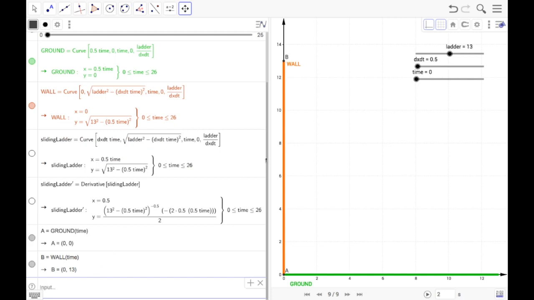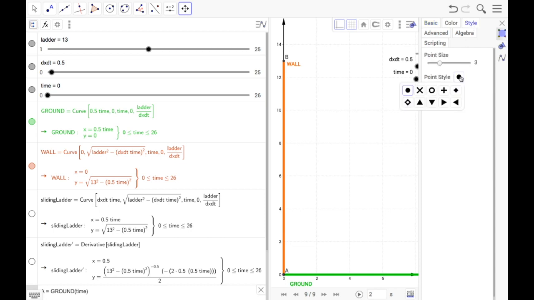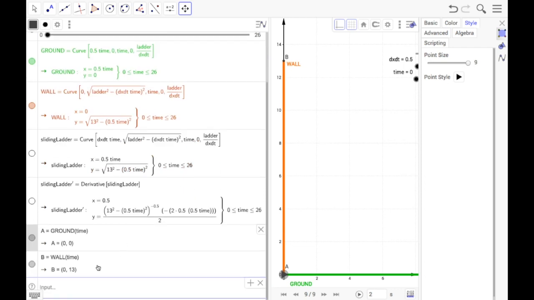Alright, and what I'm going to do, I'm going to style these, and we see the wall here at time 0. So let's go ahead and stylize both of these. Let's see, A is the one at the bottom, so this one at the bottom is moving to the right. So let's go to style, let's change the pointer to an arrow pointing to the right, and let's change the size. And then let's go ahead and select the wall.